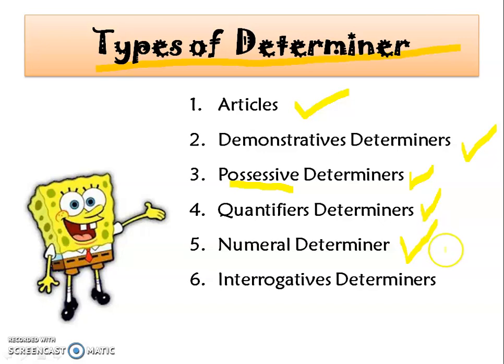Coming to the next one, that is interrogative. Interrogative means, you understood from this word itself, it is one kind of question, right? So what, which, right? These kinds of questions are known as interrogative determiners. So now we will see these things in detail.